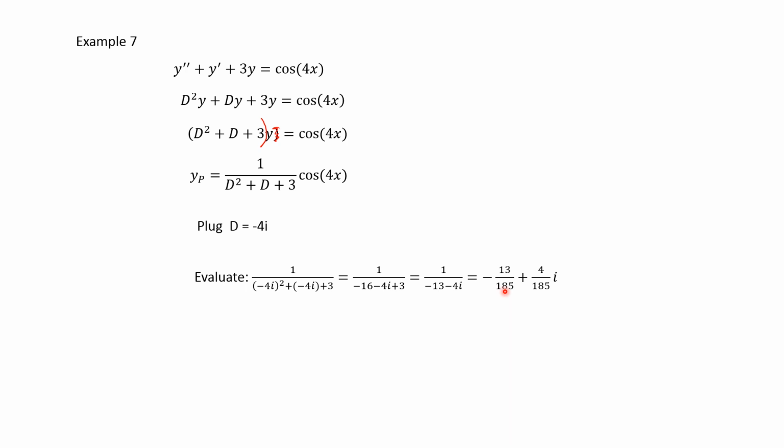And the answer is negative 13 over 185 plus 4 over 185i. Notice that I only need these two values. Now this negative 13 over 185 will be associated with cosine of 4x, and this one, 4 over 185, will be associated with sine of 4x.